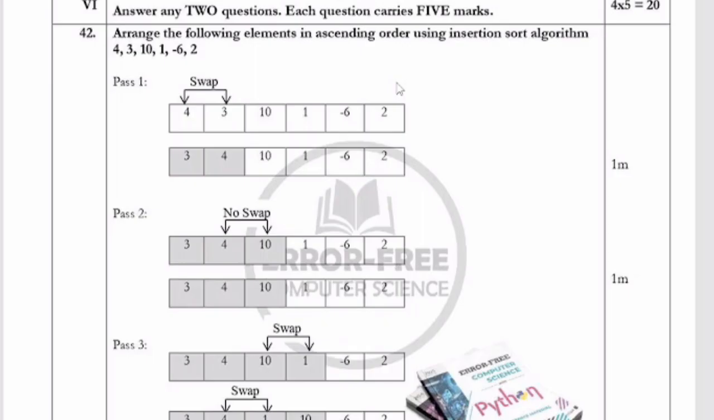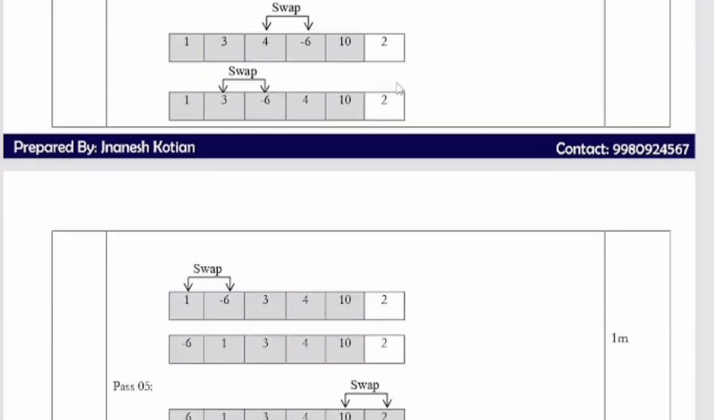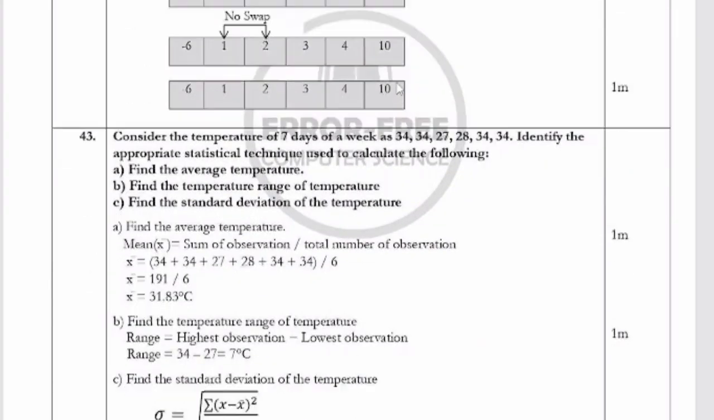You have to answer any 2 out of 3 questions here. Each question carries 5 marks. Arrange the following elements in ascending order using insertion sort. This time they have asked insertion sort. Again, we know the concept of insertion sort. Here we will arrange the elements in ascending order. We start with the assumption that the first element is in its proper position and all the remaining elements are unordered. We take elements one by one from the unordered part and try to insert each into the ordered part. But before inserting, we check the condition and place it in the proper position. So you have to draw this diagram so that you will get full marks. Let us go to the next, 43.